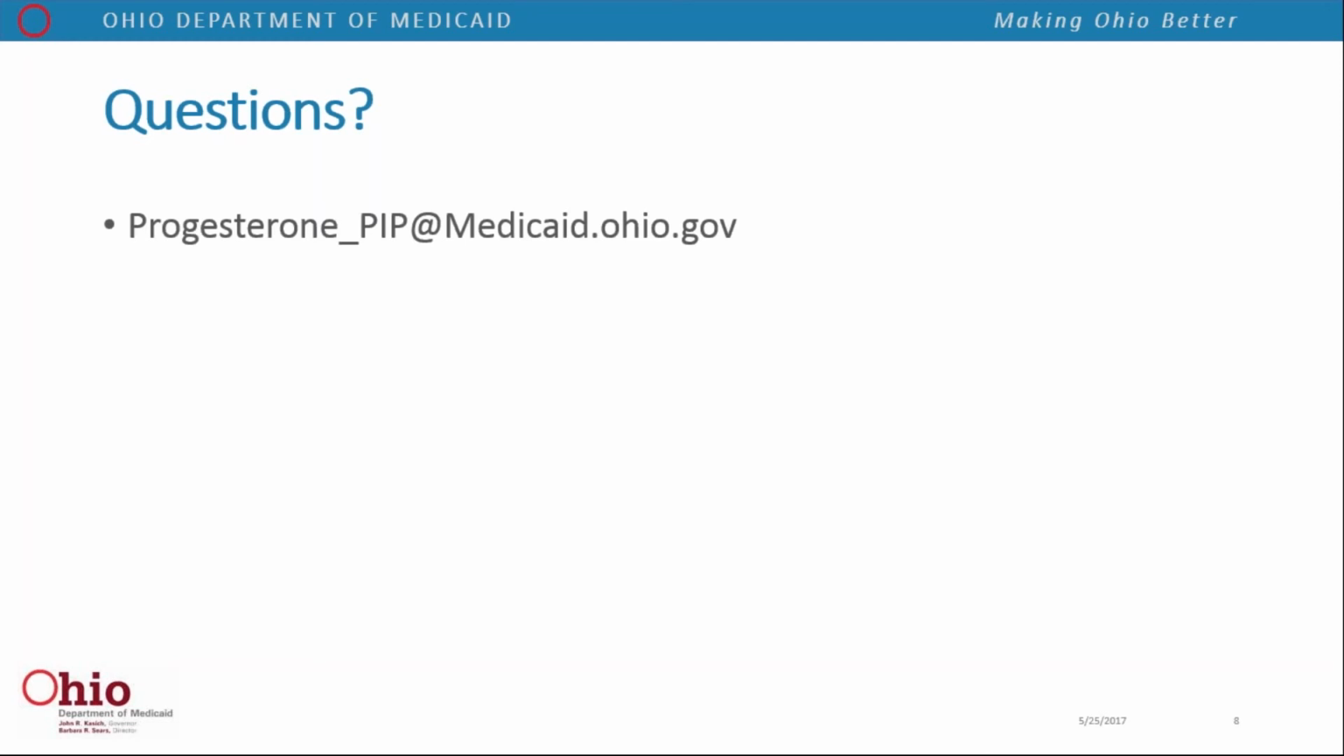And then just please don't hesitate to use the progesterone PIP mailbox to let me know of any problems that you receive. And then once the button is on the NurtureOhio site at Go Live, if there are any problems with the actual NurtureOhio app, please let us know as soon as possible so we can get things working better for you. Thank you. One more question.